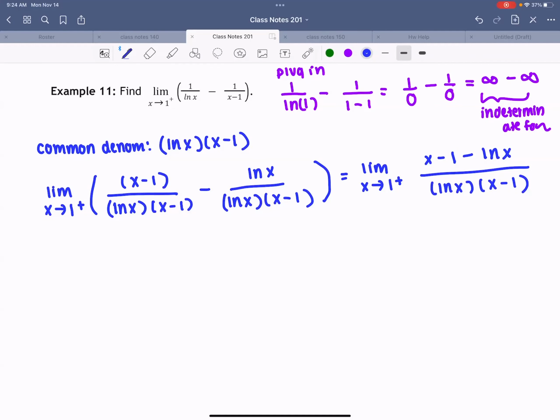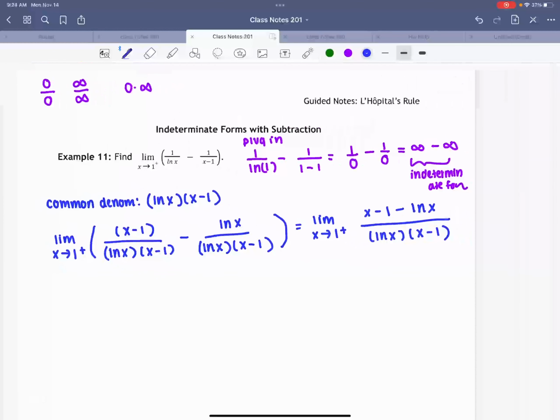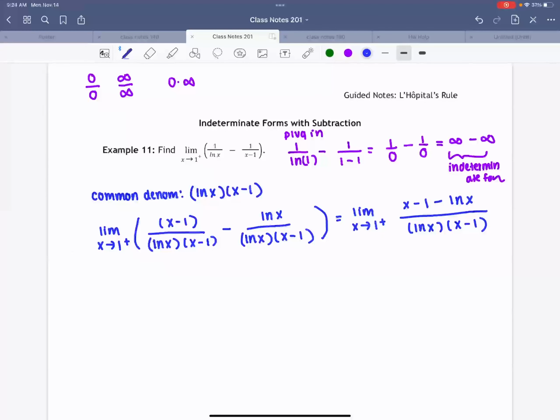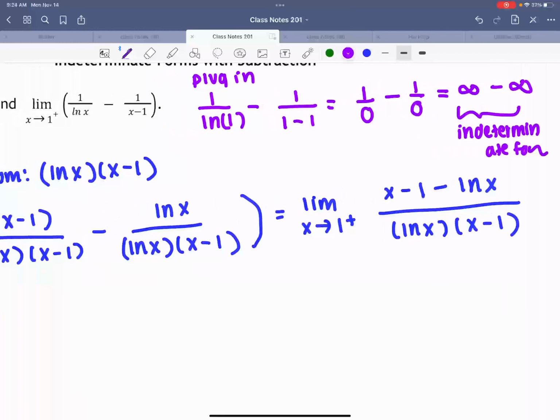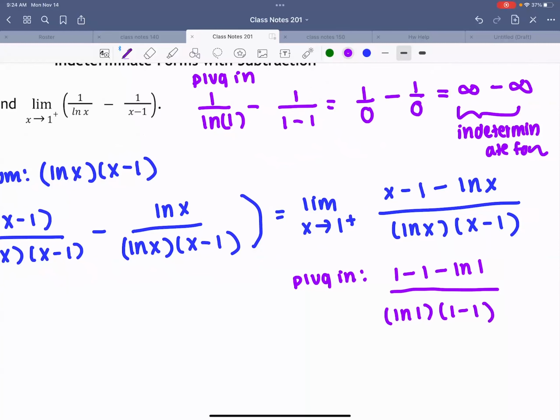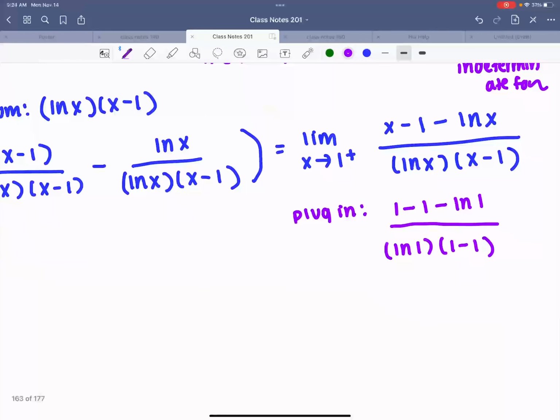Let's see what we have to do here. Whenever we have a fraction, remember we should plug in first and see if we can use L'Hopital's rule. So we're going to plug in 1. Up top, we're going to have 1 minus 1 minus ln of 1. On the bottom, we have ln of 1 times 1 minus 1. That's a lot of stuff to plug in. Let's see what that equals.